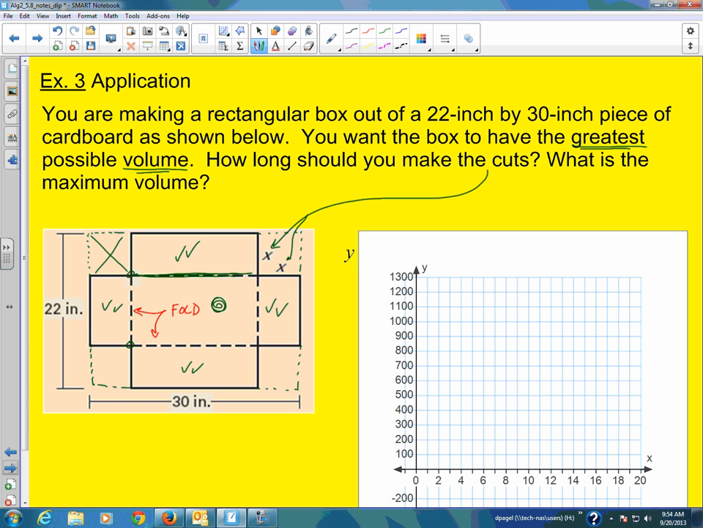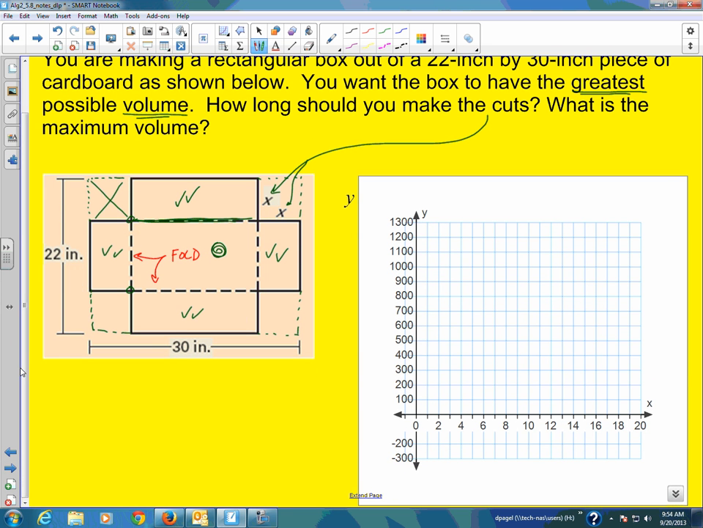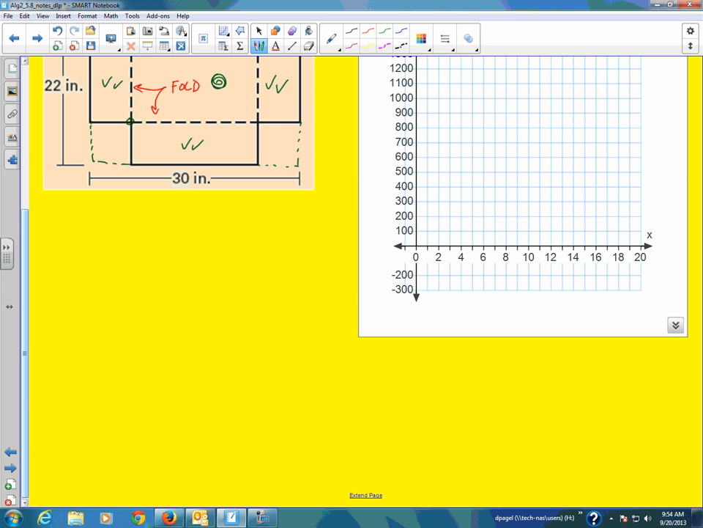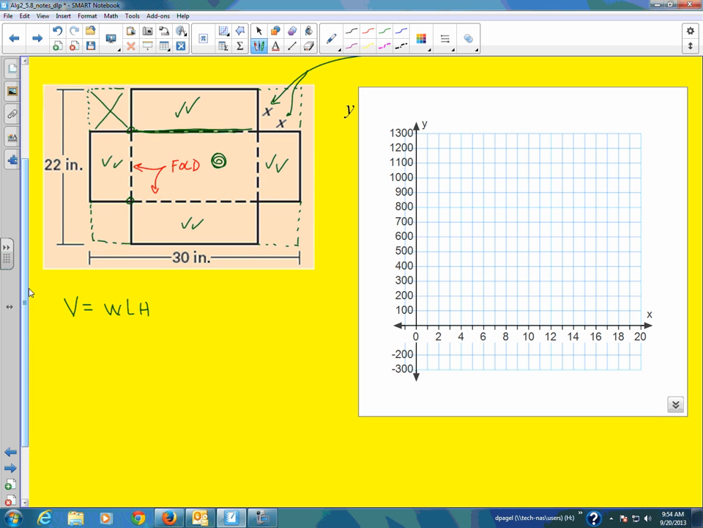One of the things you're going to need to know here, in working with the volume of a rectangular prism, which is what a box is, is the equation for the volume of a box. Hopefully you know that, but if not, we'll help you here. Volume is width times length times height. That's what the volume of a box would be. All right. So where do we go from here?